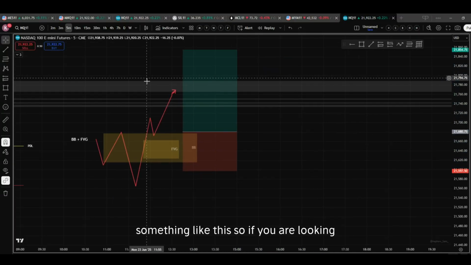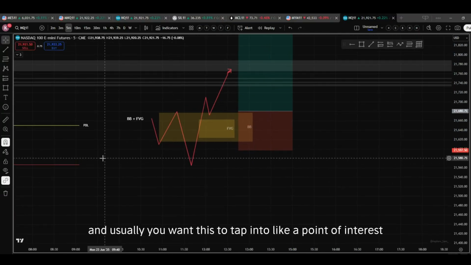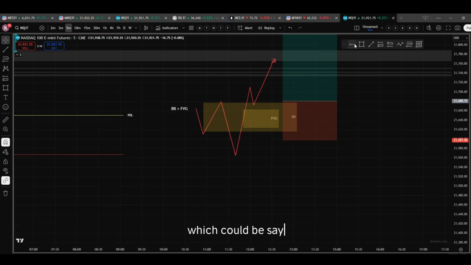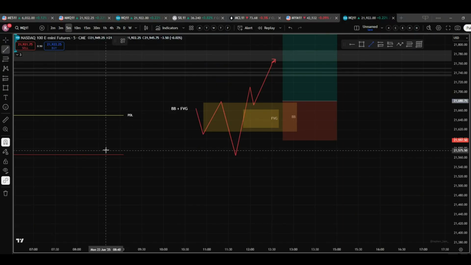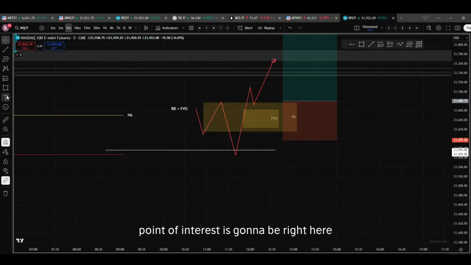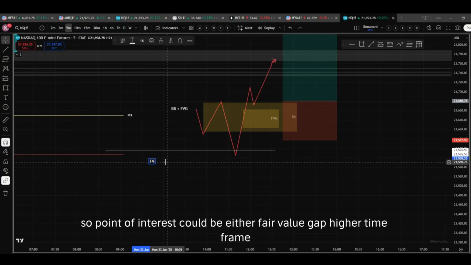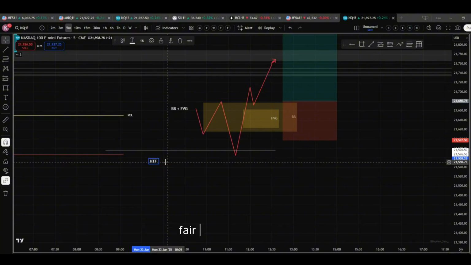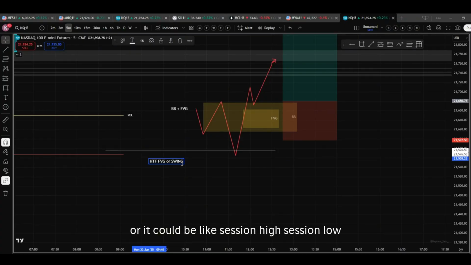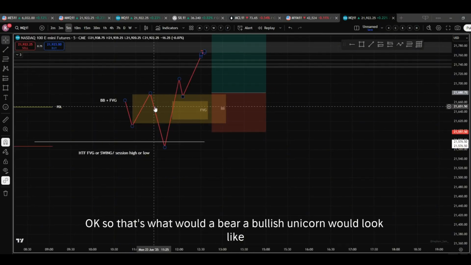So you want this to tap into a point of interest, which is going to be right here. Most people are wondering what a point of interest is. A point of interest could be a fair value gap, a higher time frame fair value gap, or a swing. Usually that's what I look for. Or it could be a session high or session low. Okay, so that's what a bullish unicorn would look like.